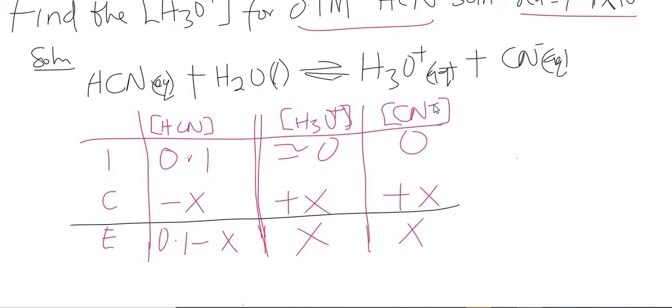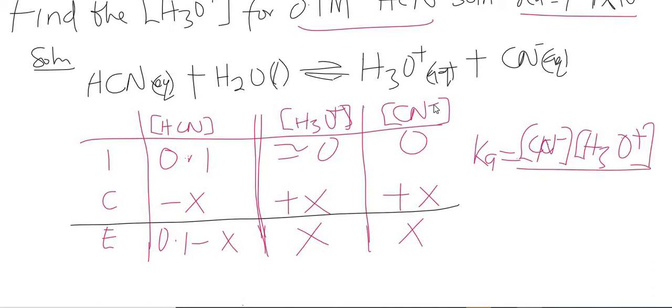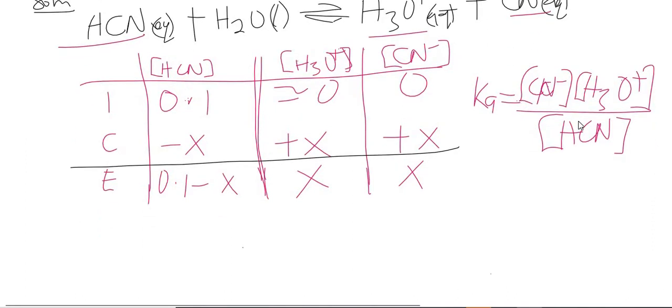So since we know the Ka, we can set up our Ka to be the concentration of CN times hydrogen ion concentration over the reactants, HCN, the concentration of the products over the reactants. So our products are CN and hydrogen ion concentration, and the reactant is this. So we can slot in the equilibrium values into our equation.